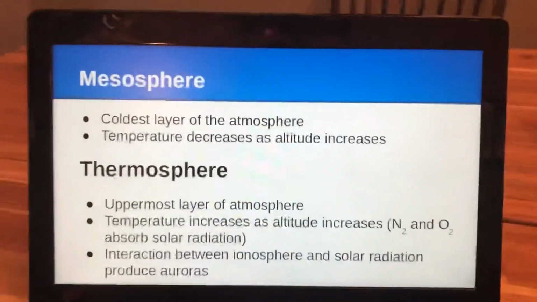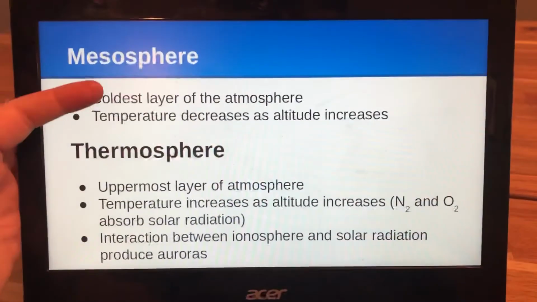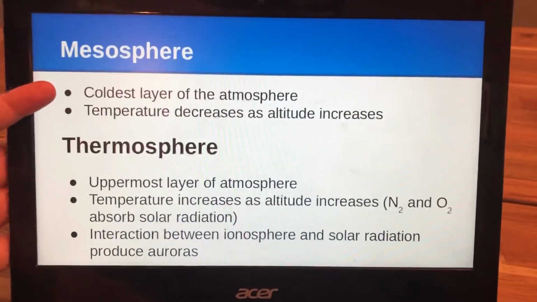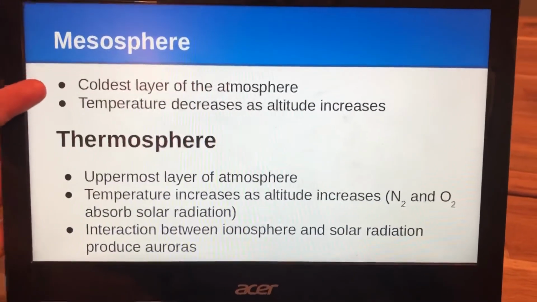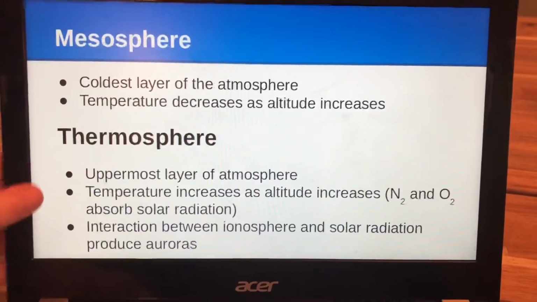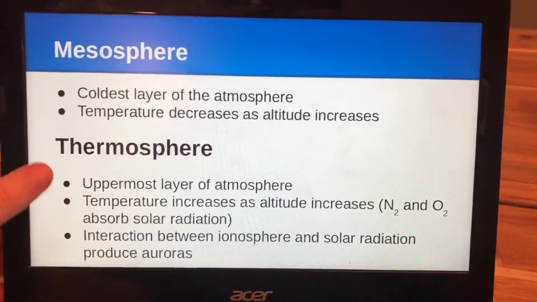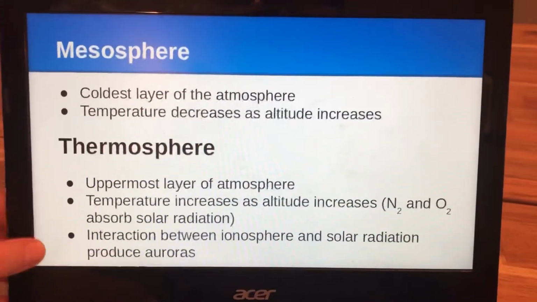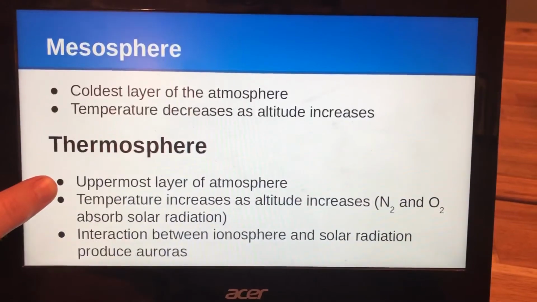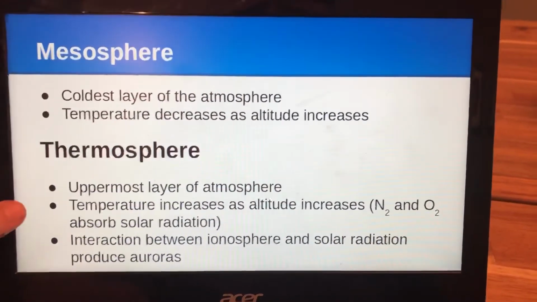All right, the next two layers of our atmosphere cake are the mesosphere and the thermosphere. There's not really much to know about the mesosphere other than that it's the coldest layer of the atmosphere. The temperature decreases the higher up you go. And then there's the thermosphere. That's the very top layer, sort of the icing on the cake. It's the uppermost layer of the atmosphere, the one that's furthest out in space.